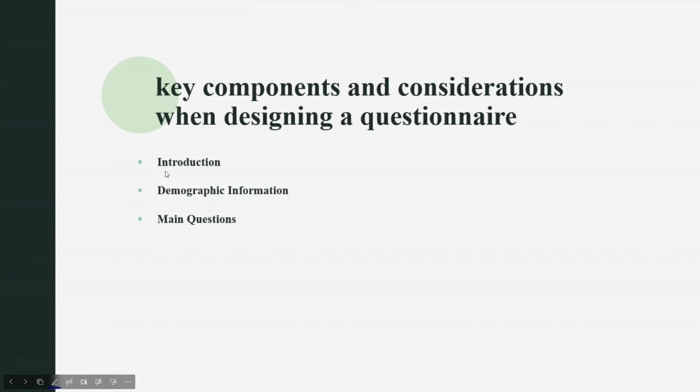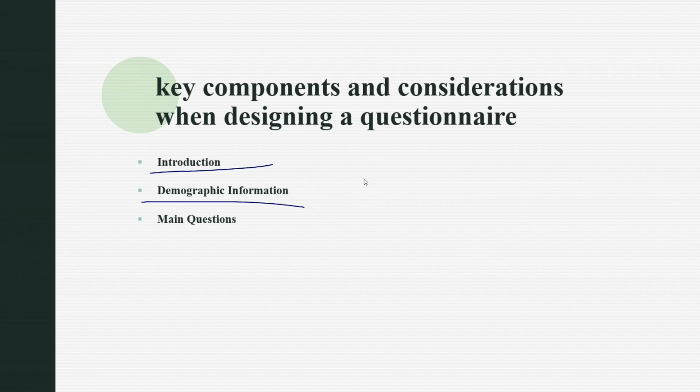First off, the introduction. The introduction should provide a brief overview of the purpose of your questionnaire, instructions for completing it, and any necessary information about confidentiality or data usage. Then demographic information. It should include questions to collect demographic information about the respondent, such as age, gender, education level, occupation, and income. This information helps you to categorize the sample and analyze the data by subgrouping it.